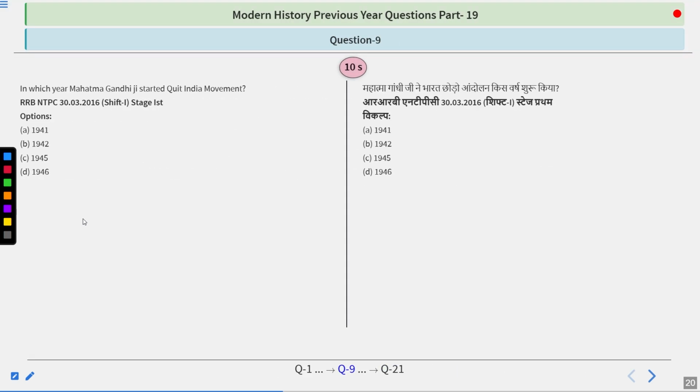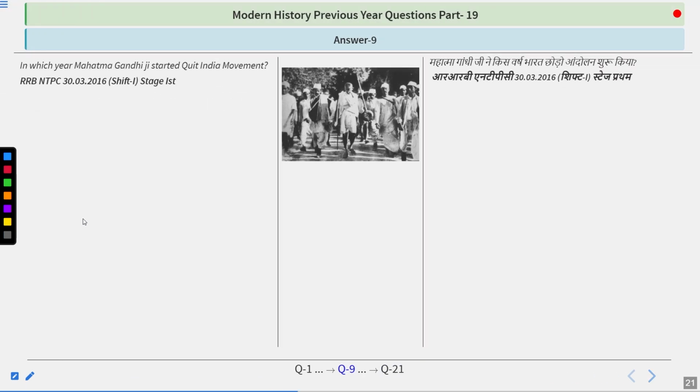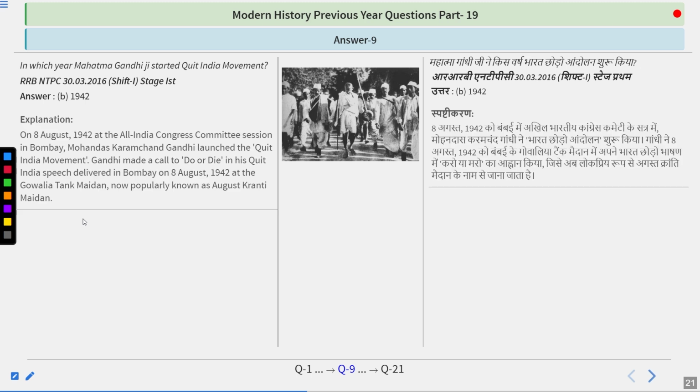In which year did Mahatma Gandhiji start the Quit India movement? Options are 1941, 1942, 1945, or 1946. So think about it, guys. And you're right. The answer is 1942.